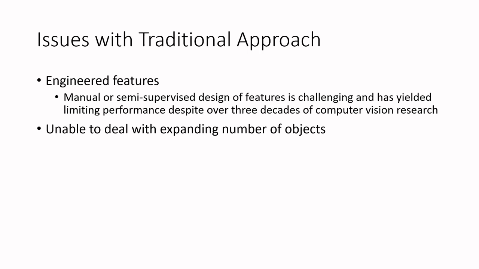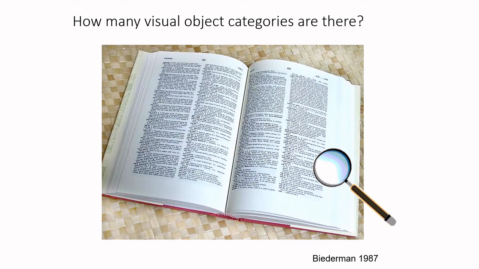And what people have seen is that coming up with features that are invariant to a number of different factors, when we talk about pictures, is really difficult. And also, once people start using these systems, you want to perform object recognition for an increasing number of categories. That means you need to continuously build more and more features to deal with an increasing number of objects or object categories.